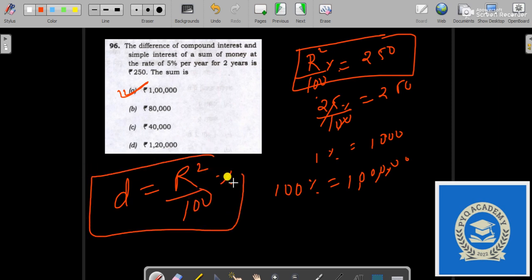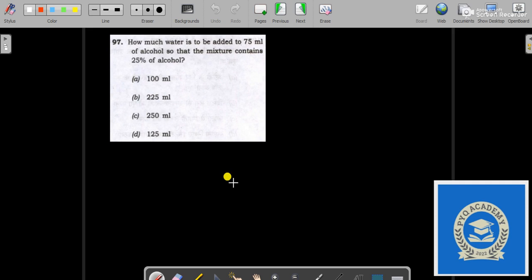Okay, let's move to the next question. How much water is to be added to 75 ml of alcohol so that the mixture contains 25% of alcohol? Initially, there was 75 ml of alcohol. Now you added some water and it became 25% alcohol.